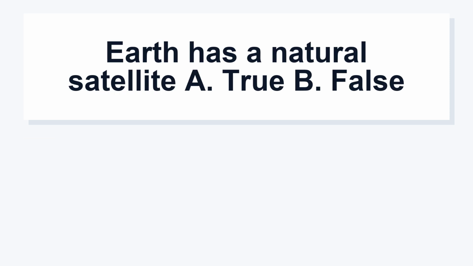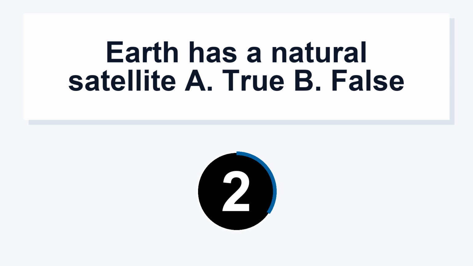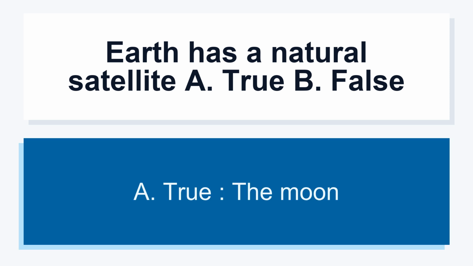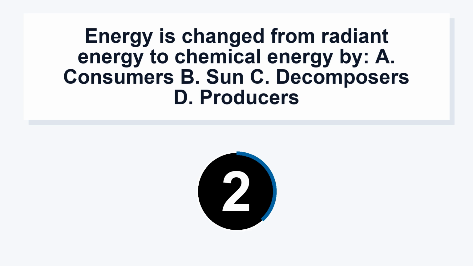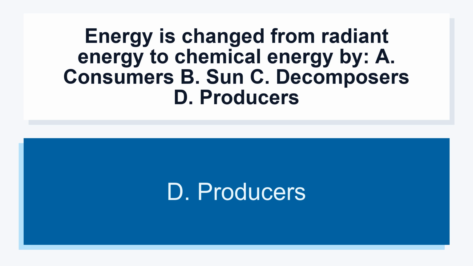Earth has a natural satellite. A. True. B. False. A. True. The moon. Energy is changed from radiant energy to chemical energy by A. Consumers. B. Sun. C. Decomposers. D. Producers. D. Producers.